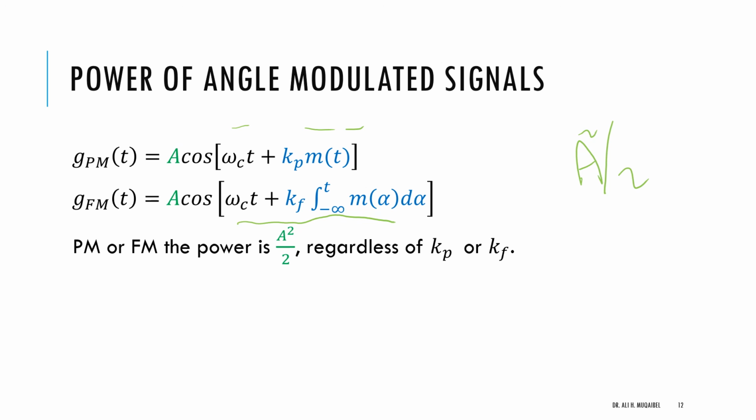So PM or FM has the advantage of having constant power irrespective of the message, and that is A squared over 2, regardless of Kp, regardless of kF, regardless of the message or its integration. This is considered one advantage for angle modulation because the power is independent of the message. We'll see some more examples about how to sketch FM and PM signals.